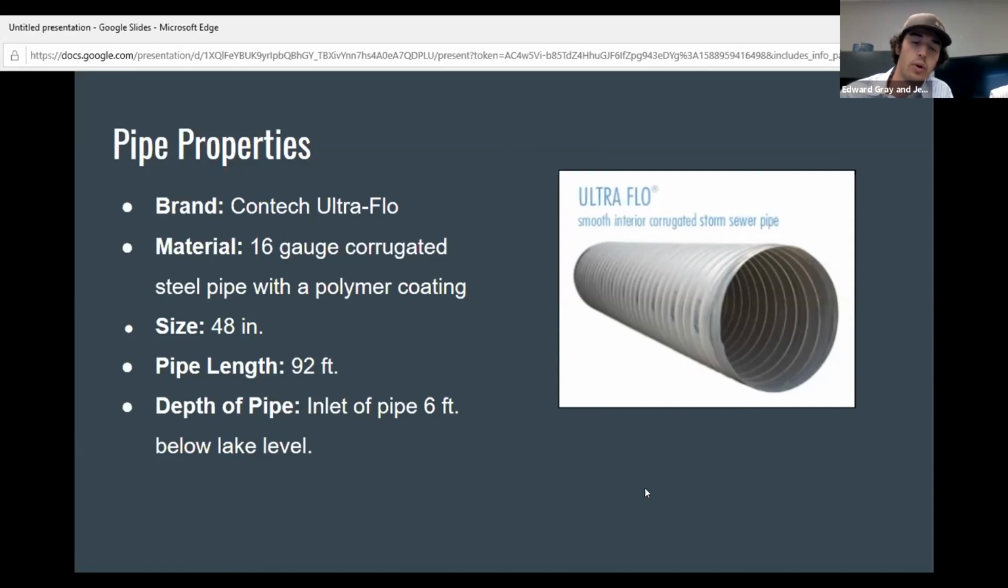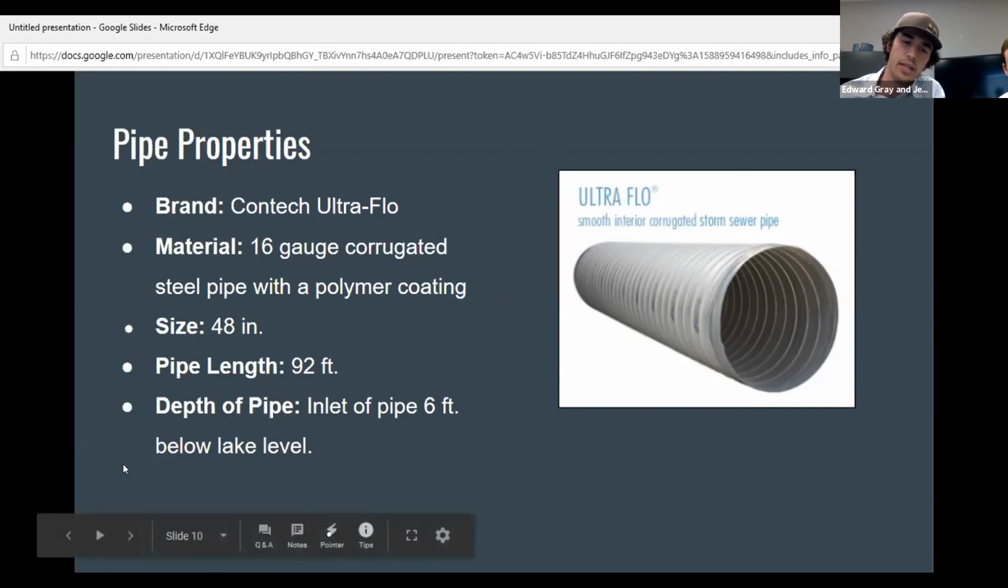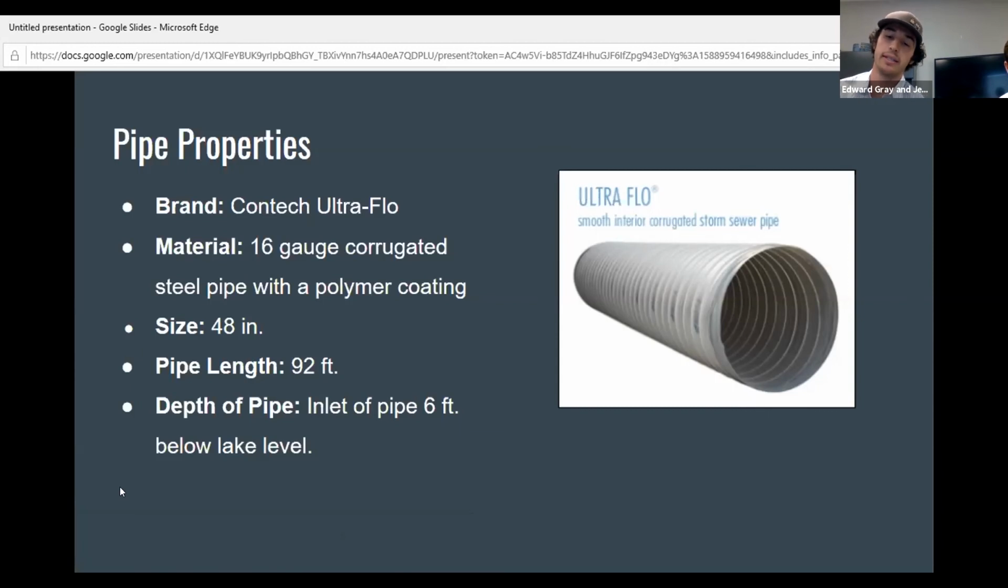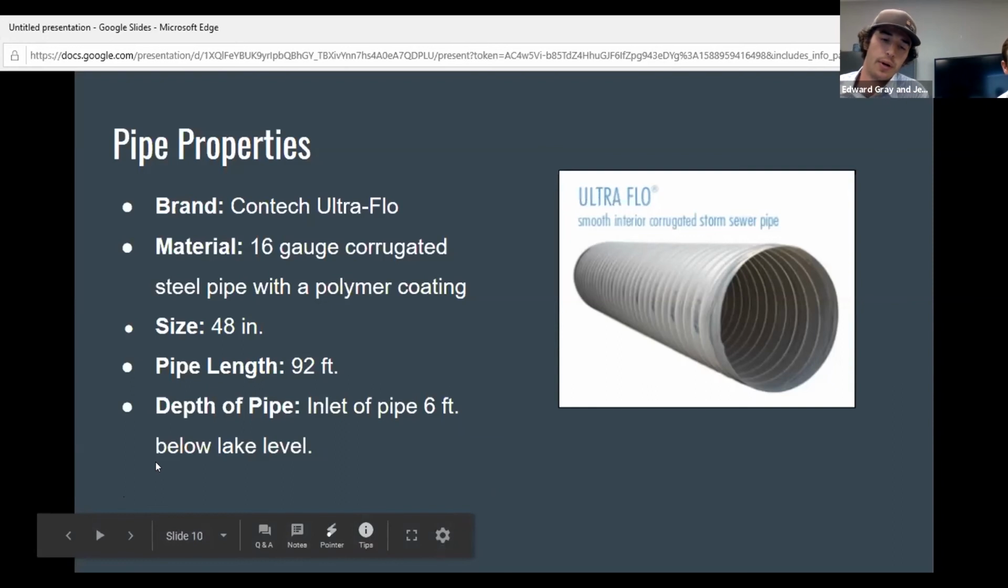They will come in 25-foot sections. You'll have 3 25-foot sections, and then the fourth section will be 17 feet to add up to the total of 92. And they'll be held together with bands there. And the depth of the pipe is listed down there. We would like the inlet of that pipe to be 6 foot below lake level, so it can adequately draw down the lake whenever need be.